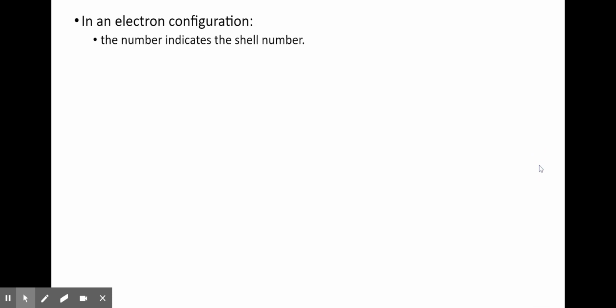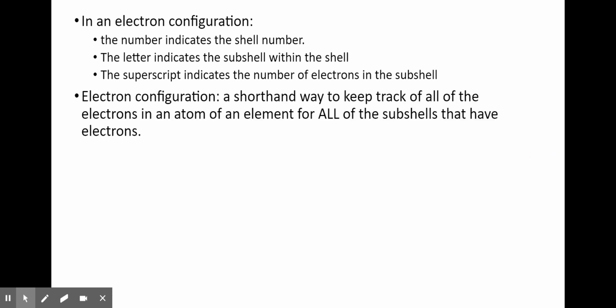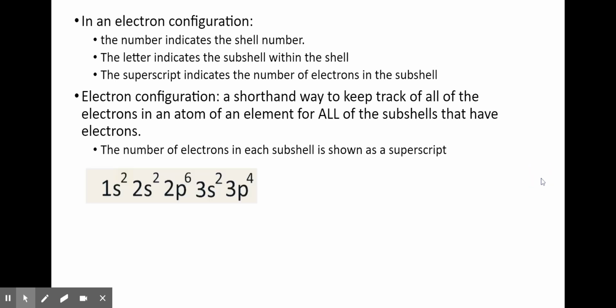Okay, in an electron configuration, the number indicates the shell number. The letter indicates the subshell, so just like we talked about when we did the definition. And the superscript, or that exponent, tells us the number of electrons in that subshell. Okay, same picture that you saw in the beginning. Here's an example of sulfur.